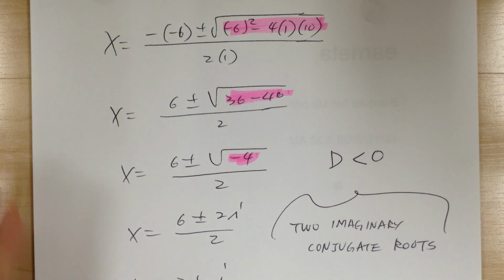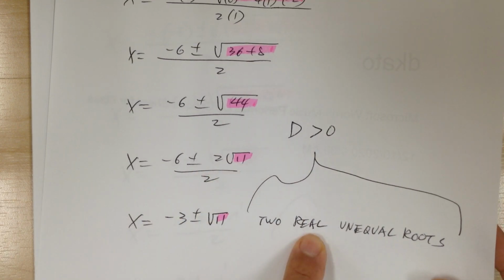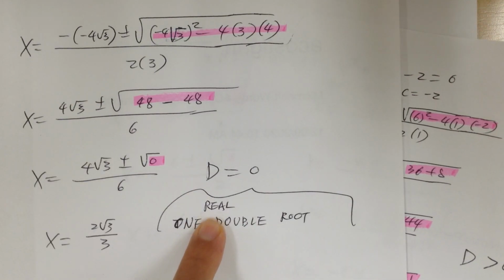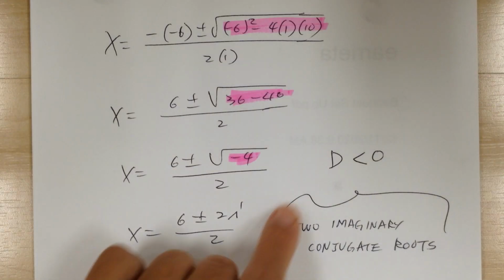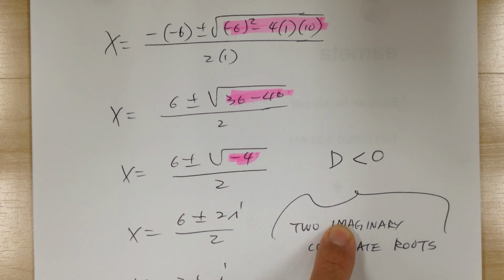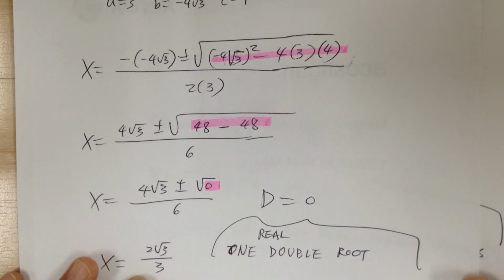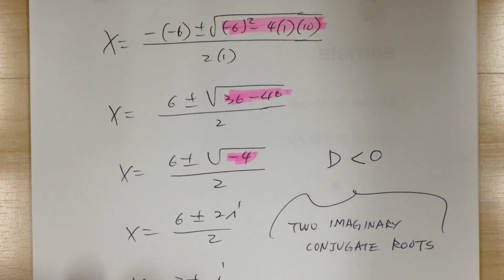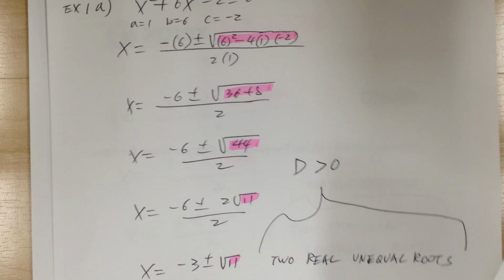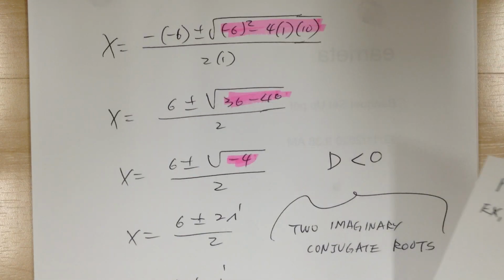Okay, so from these 3 examples, we can conclude when d is greater than 0, it's going to be real roots. And when it's equal to 0, it's also real. Again, whenever you have a negative inside, when d is less than 0, then you're going to get imaginary roots. If it's equal or greater than 0, you're going to get real roots. And when you have a plus or minus that you cannot get rid of, you're going to get 2. When you have equal to 0, then this is gone, so you're going to get 1 double root. So make sure you know the 3 situations.